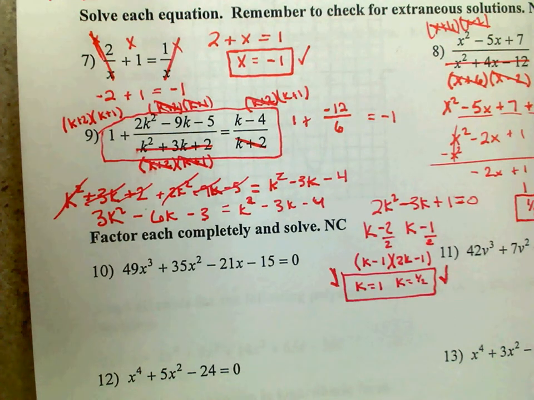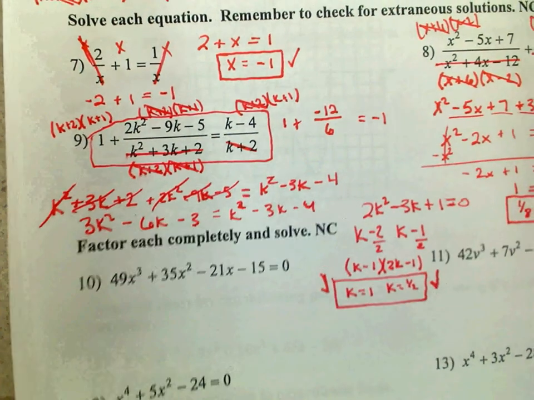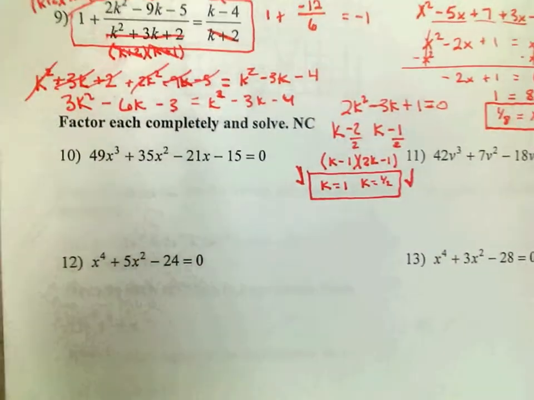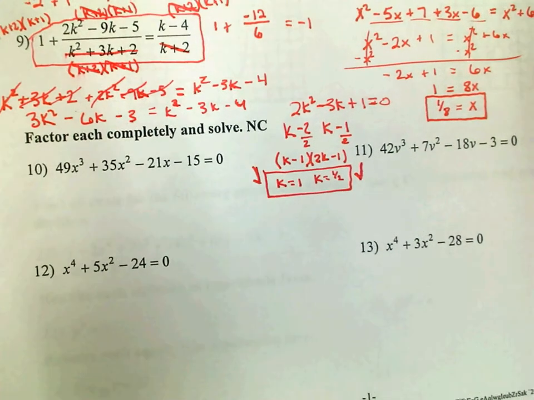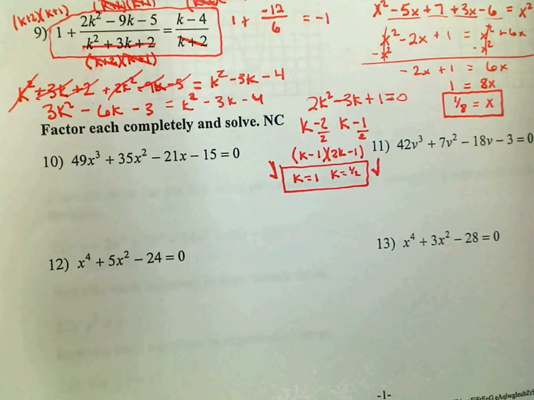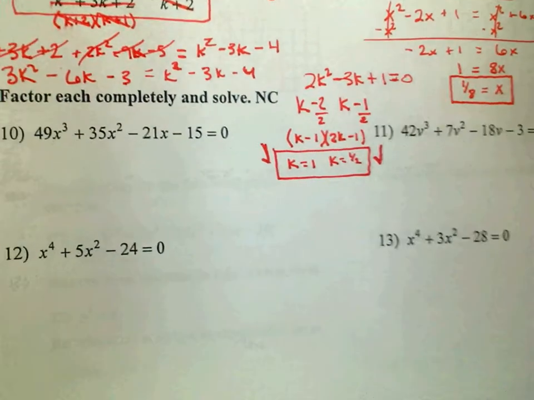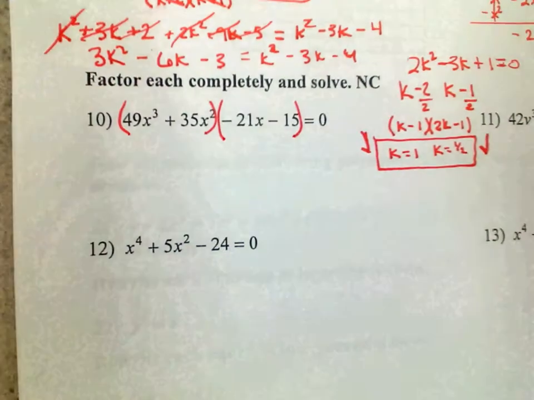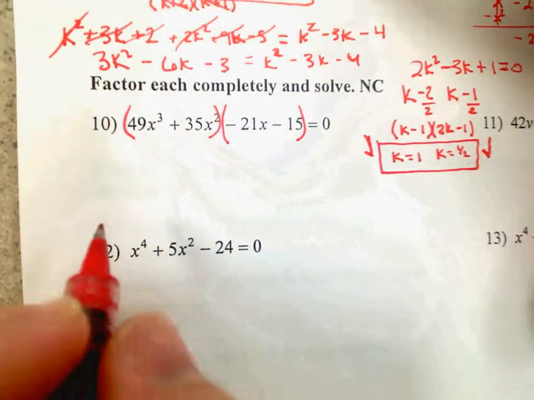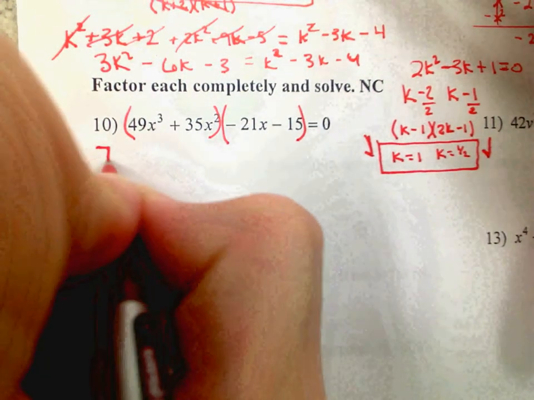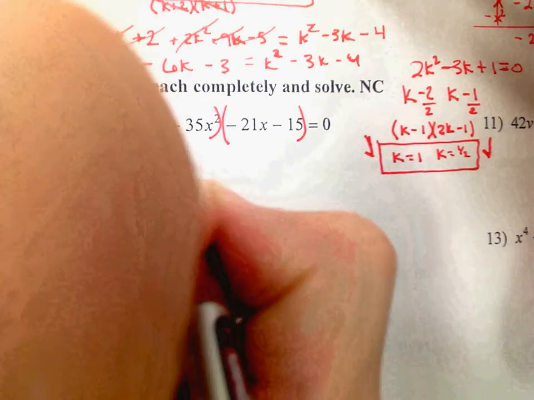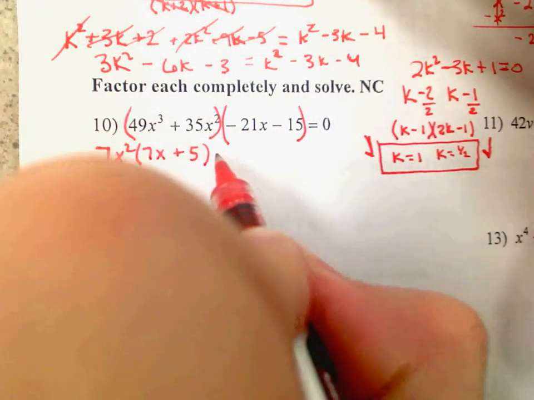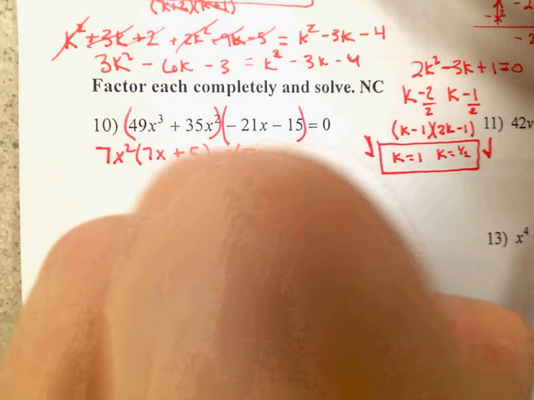All right, you've got 4 cubic problems that we need to factor completely and solve. And so in the first 2, 10 and 11, we're just doing grouping. So if we do grouping here on number 10, first 2 and last 2 together, what do they have in common? Pull that out. So the first pair has a 7x squared in common. The second pair has a negative 3 in common. You'll always have the same thing left in each one, 7x plus 5. That's how you know you're doing it right.